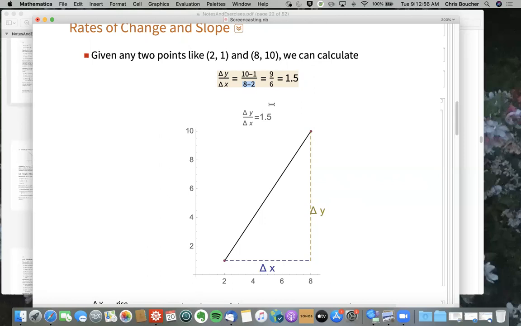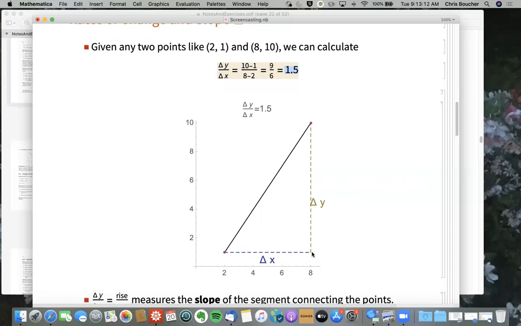Make sure you subtract in the same order. So I'm going right point minus left point. It doesn't matter which direction you go as long as you do the same direction in numerator and denominator. And when I do some math here, I come out with 1.5. What this is measuring is the ratio between delta y, which is this vertical distance here, the difference between the two y values, and delta x, this blue horizontal distance here, which is the distance between the two x values.